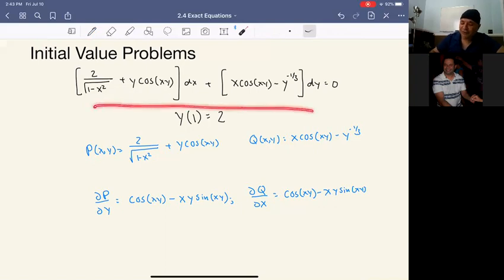Similarly, we have a vector field, a conservative vector field. Of course we had a vector field, but now we know it's conservative.